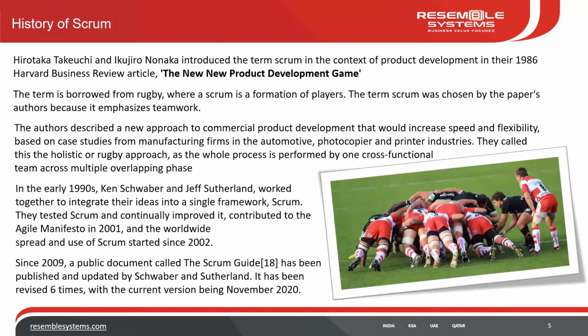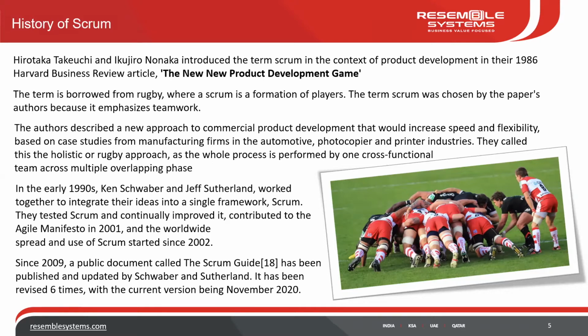Going back in time a little. There's a lot of text here, but I will try to break it down in a way that is easily digestible. There were two very famous business people in Japan. They wrote an article in 1986 for the Harvard Business Review, famously known as HBR. The article was called The New New Product Development Game. The word new is actually mentioned twice in their paper.